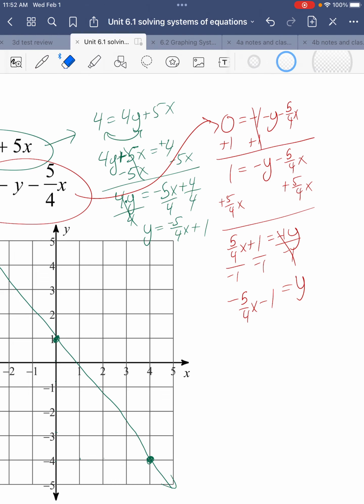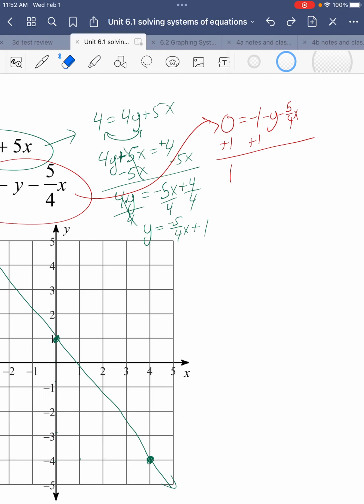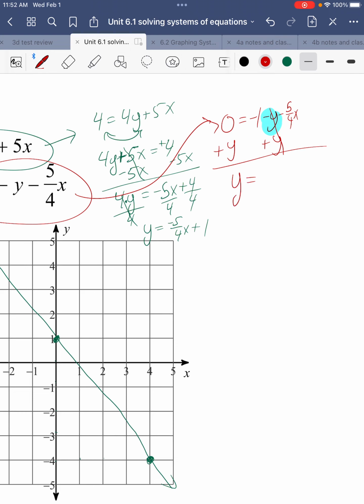I'm actually going to erase this, and I'm going to show you the fastest way to do the problem. Way easier. So at the very beginning, I see that the y is negative. Oh my goodness, there's a lot to erase. I should have just erased it. I just didn't want that line through. Here we go. All right, at the very beginning, if you notice that the y is negative, if you move it to the other side by adding y, then it's done. We have 0 plus y is y equals negative 1 minus 5/4 x.